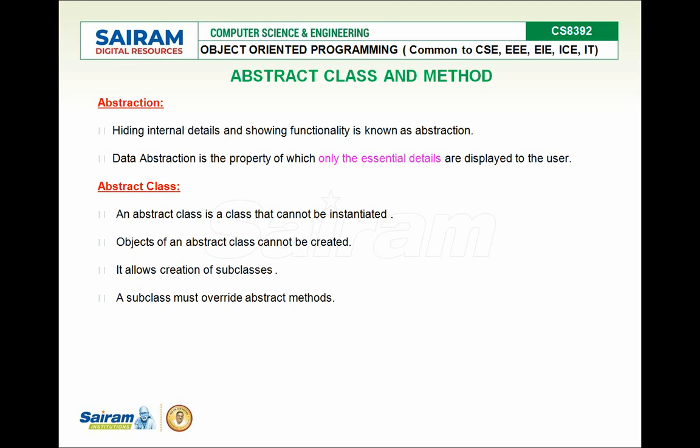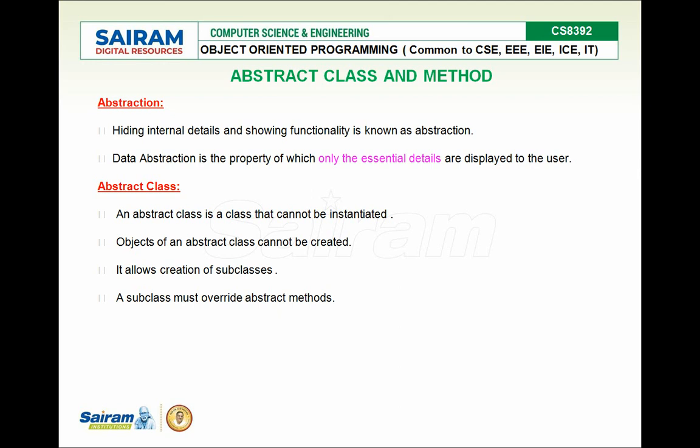Now we'll see abstract class and abstract method in Java. In the OOPS concept, we discussed abstract class and abstract method. What is abstraction actually? Abstraction is nothing but hiding the internal details and displaying only the essential functionality. That is called abstraction. If you are hiding the data and showing only the essential details, that is called data abstraction, hiding the data. So with that we have the abstract class.